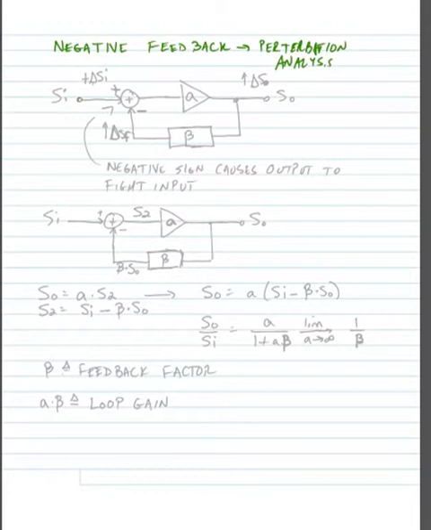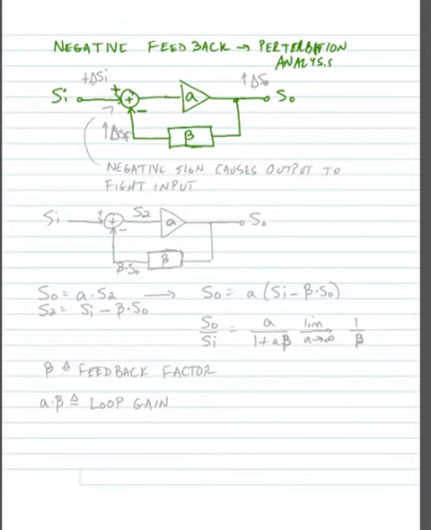So here we take a signal input, we feed it into a summation block, we give it some forward gain, little a, and we come to an output. So here's our input, here's our output. Now we take a sample of that output, we feed it back to the summation block, but we give it a minus sign.